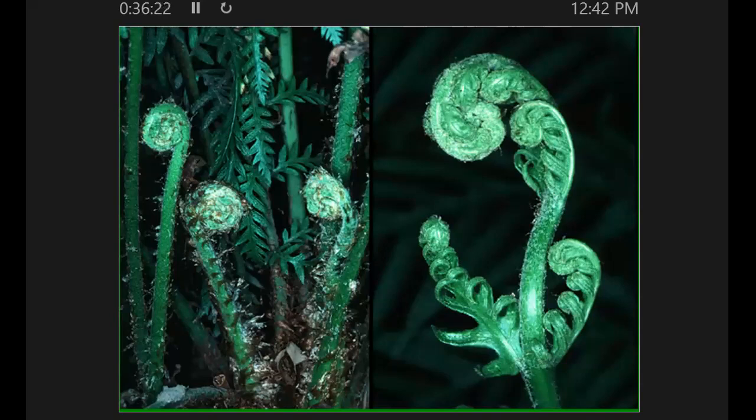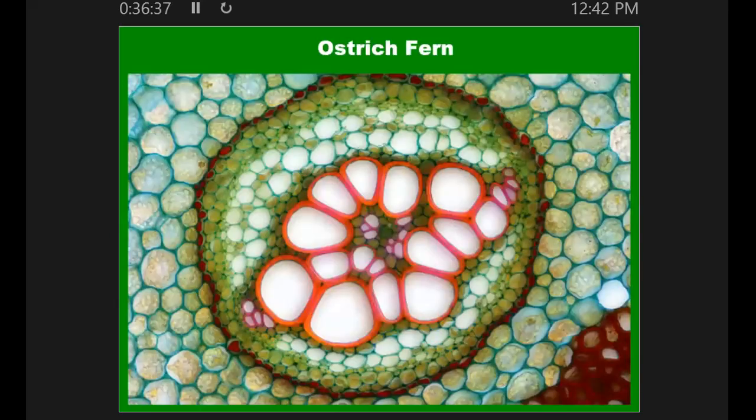Here are some fiddleheads. You can see how the fern fronds are just really nicely coiled up. When you look at it, you can imagine that that does help them punch through the layers of leaves. This is just a really nice visual of a stem tissue. Really nicely done. That was in a competition. But anyways, let's go back to the strobilus idea.